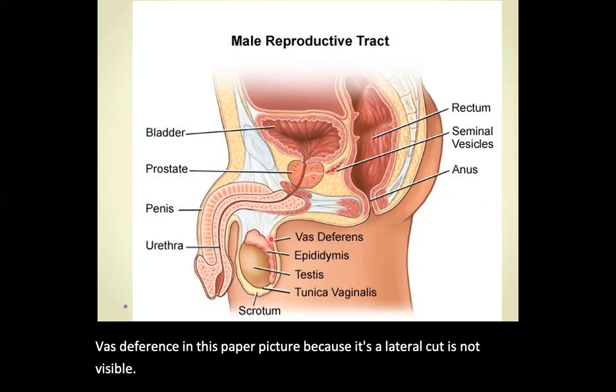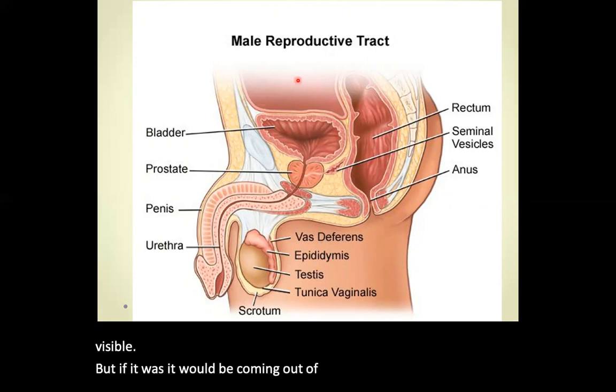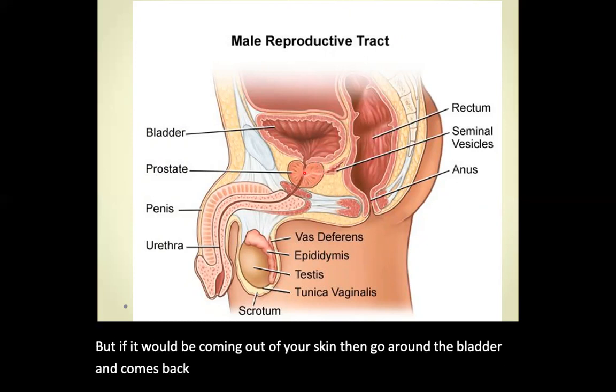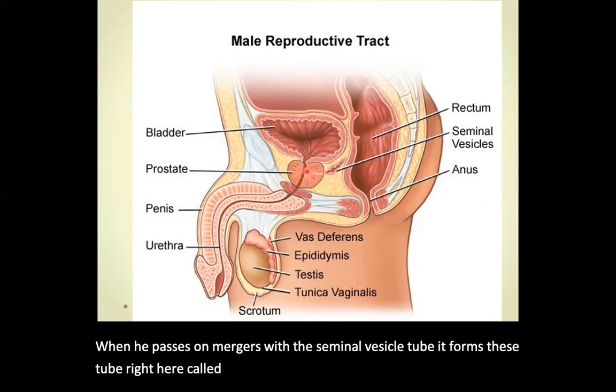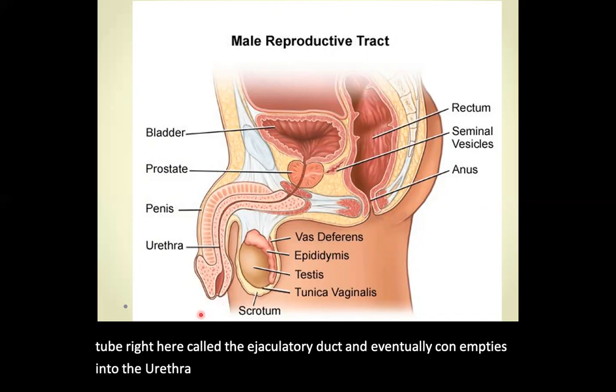But if it was, it would be coming out of your screen, then go around the bladder and come back right here. When it passes and merges with the seminal vesicle tube, it forms this tube right here called the ejaculatory duct, and eventually empties into the urethra and is excreted from the body.